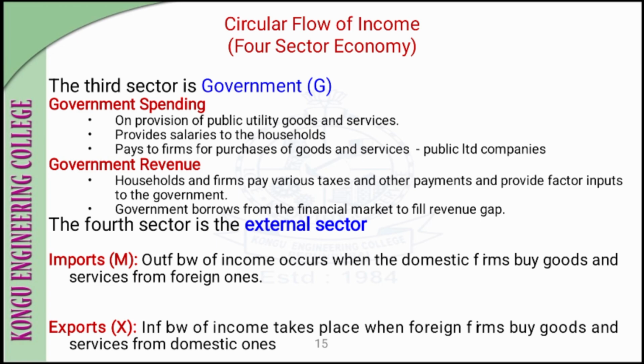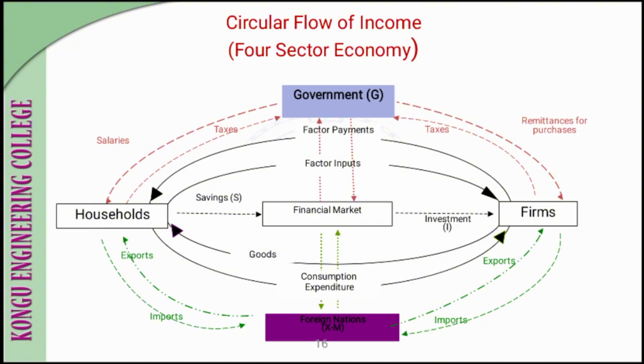The fourth sector is the external sector. So we have imports and exports. Outflow of income occurs when domestic firms buy goods and services from foreign ones. Inflow of income takes place when foreign firms buy goods and services from domestic ones. So this is the four sector economy.